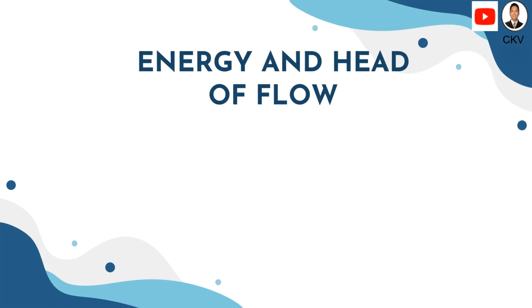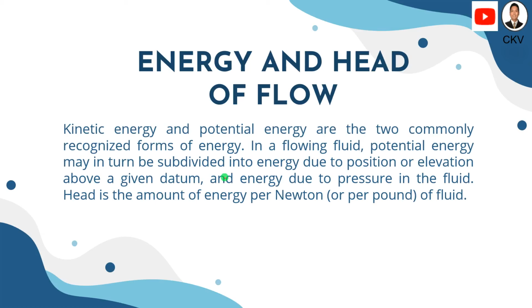For energy and head of flow, usually kinetic energy and potential energy are the two commonly recognized forms of energy. But in flowing fluid, we have the kinetic energy, potential energy, the pressure of the fluid, and other forms of energy that could be present in a flowing liquid. So usually we express the energy in terms of head. The head is the amount of energy per Newton or per pound of a fluid.